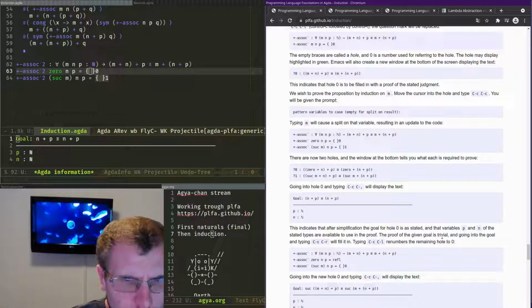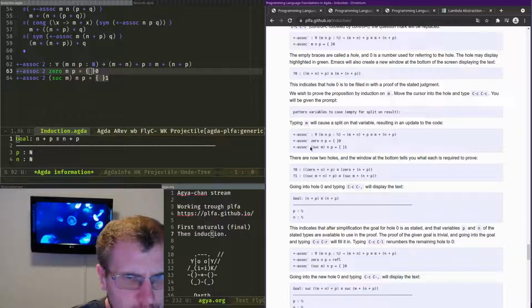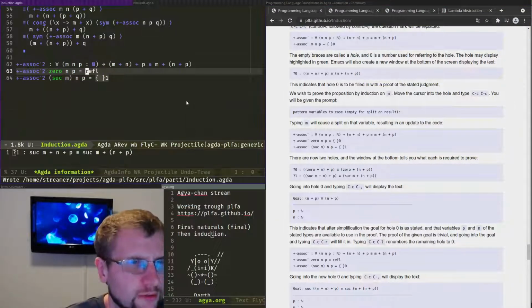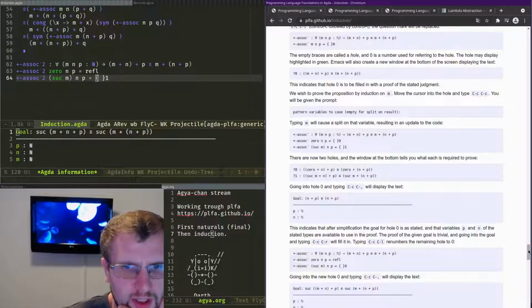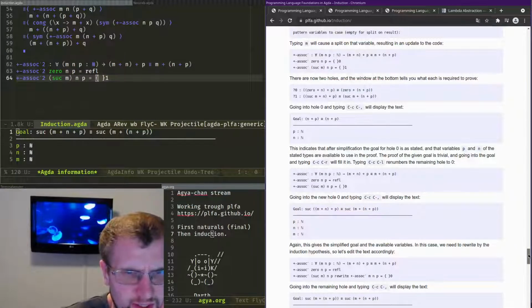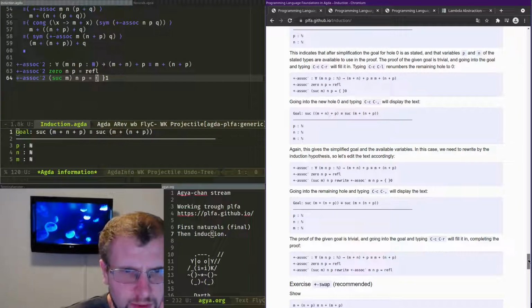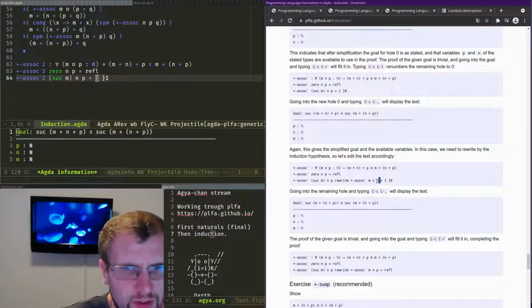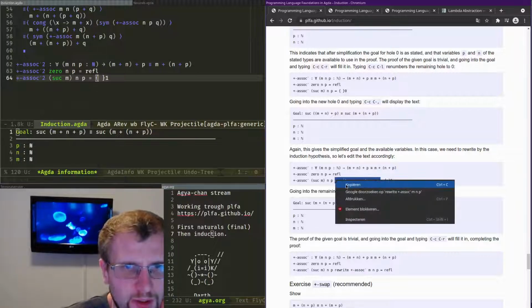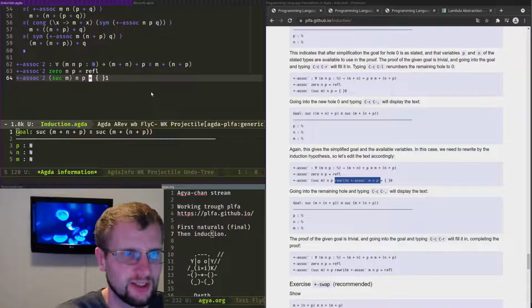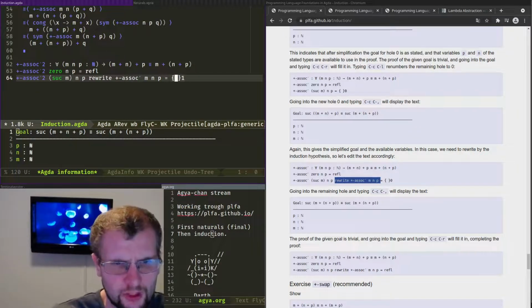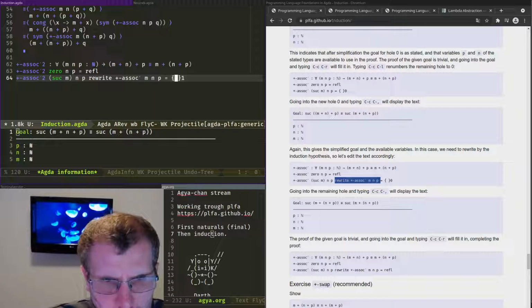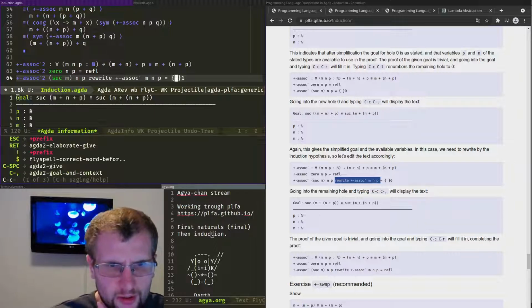To prove a given goal that is trivial, you need to go to the hole. Ctrl+C, Ctrl+R will fill it in with refl. Hit Ctrl+C, Ctrl+comma and it will display the text p and m. Again, given the simplified goal and the available variables, we need to rewrite with the induction hypothesis. So let's edit the text accordingly. So you just read it out by hand, but we don't know what rewrite does. It's still not explained. Going to the remaining hole, the proof for the given goal is trivial, so Ctrl+C, Ctrl+R will fill it in.